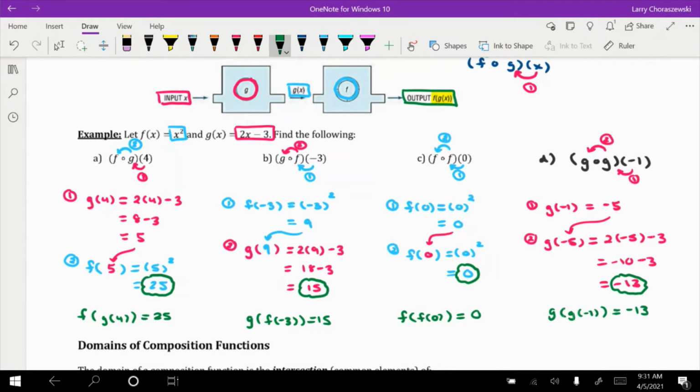All right, so you guys get the gist of how to evaluate compositions? Any questions before we move forward?